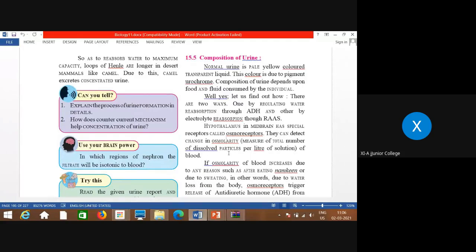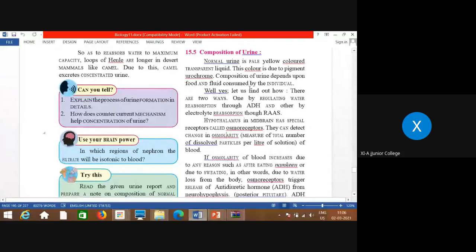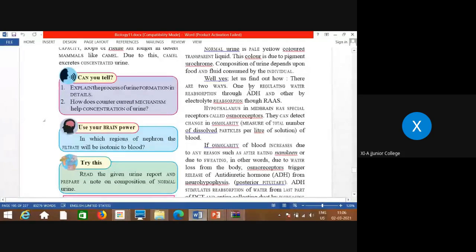In short, I just want to tell you what RAAS is, and what is the role of ADH again. See, normal urine is pale yellow in color, and this color comes due to the presence of a pigment called urochrome. The composition of urine depends on the food which we take and the fluid consumed by the individual. So, how does this happen?